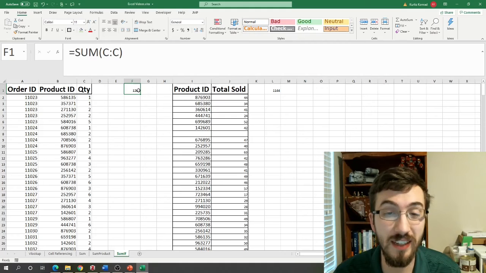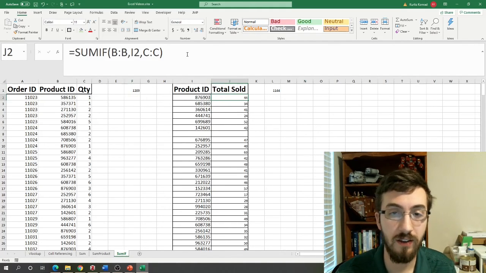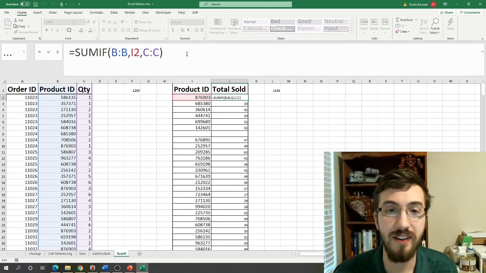It's always a good sanity check to make sure that your formulas are working. And once they're working, you've successfully mastered the SumIf function.